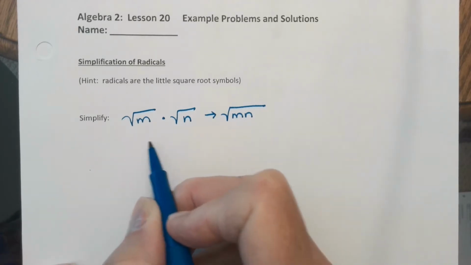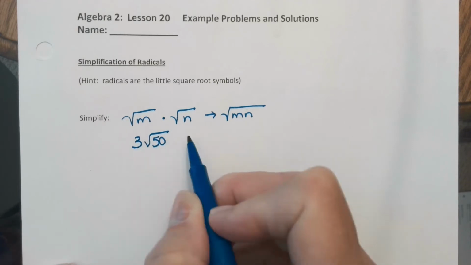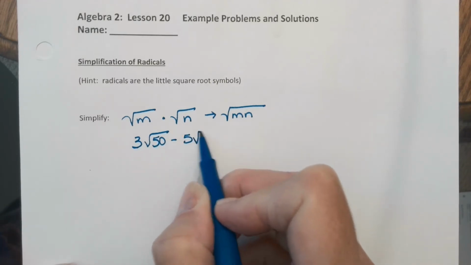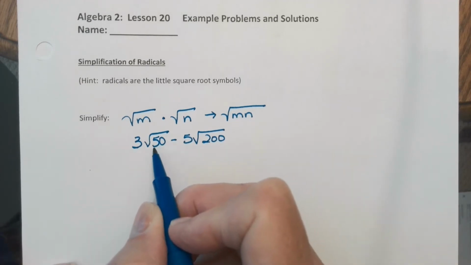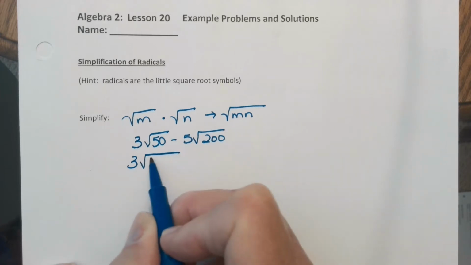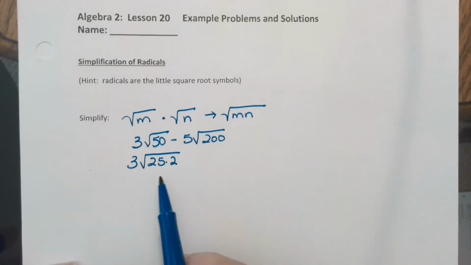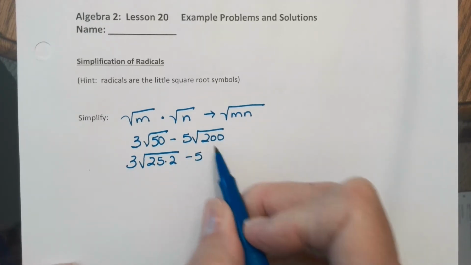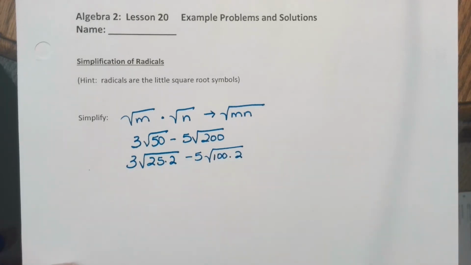Another example would be if you had 3 times the square root of 50 minus 5 times the square root of 200. Well, I can factor it and then simplify it. I'm going to factor this one as 25 times 2 because I know what the square root of 25 is. I'm going to factor this one as 100 times 2 because I know what the square root of 100 is.